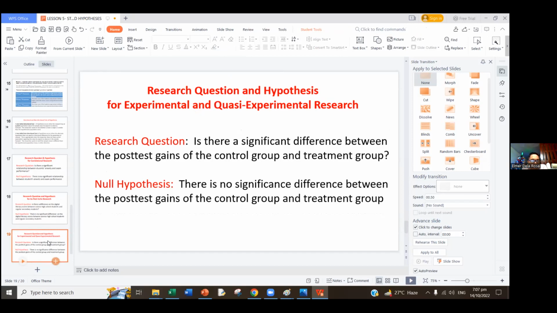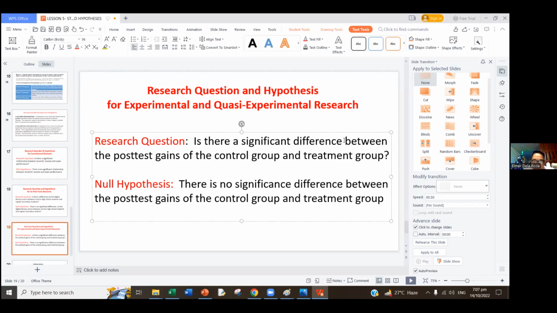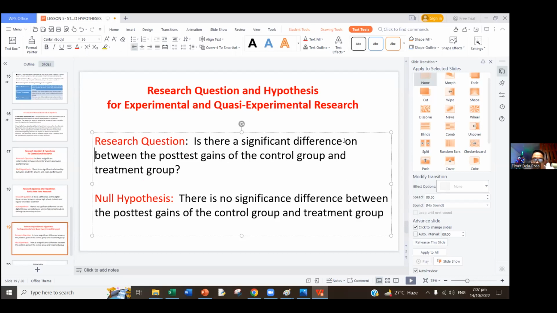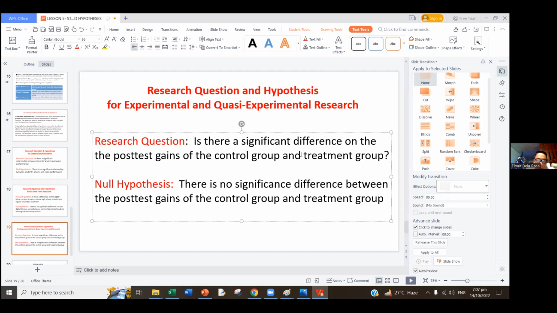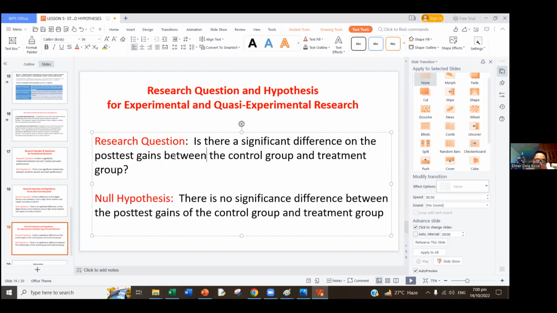So ang ating kaninang research question, is there significant difference between the post-test gains of the control and the treatment group? I-edit ko lang to. Lagyan ko ng on. Ang laging kadugtong ng difference ay on kasi doon mo sila kinukumpara. So it should be the DV. Is there significant difference on the post-test gains between? Doon pala tayo magbi-between, pagka nagkukumpara na tayo.